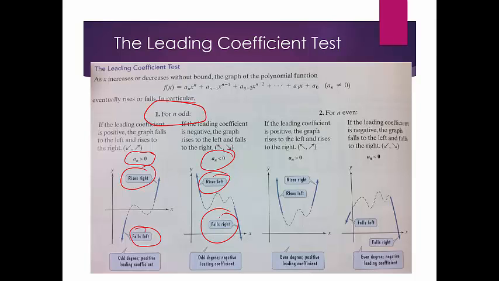Now when n is even, if the leading coefficient is positive, it rises to the right and to the left. But if the leading coefficient is negative, it falls to the left and falls to the right.